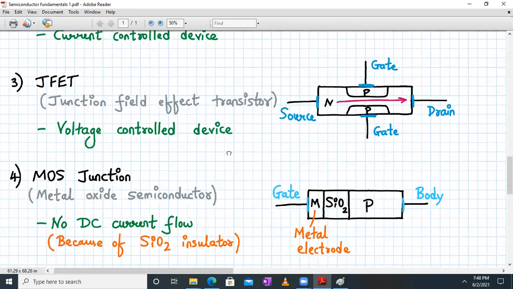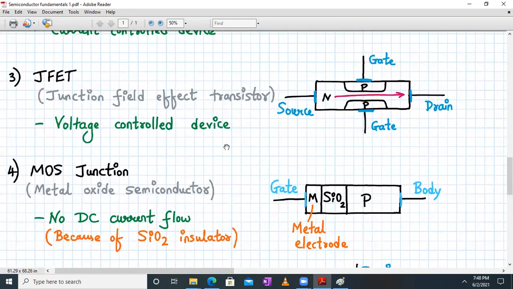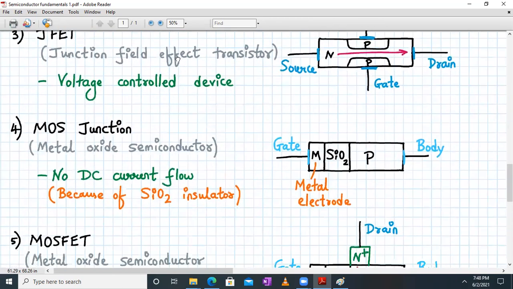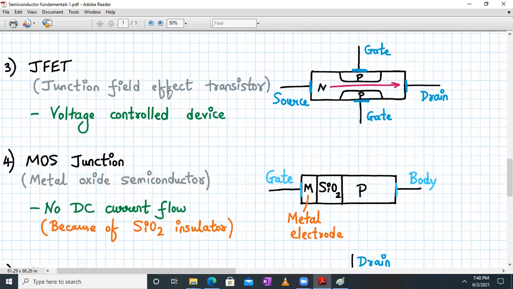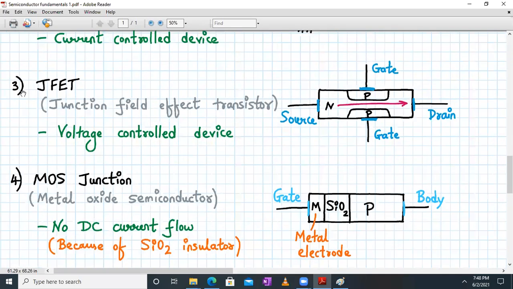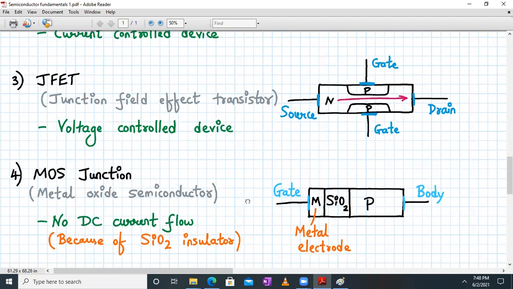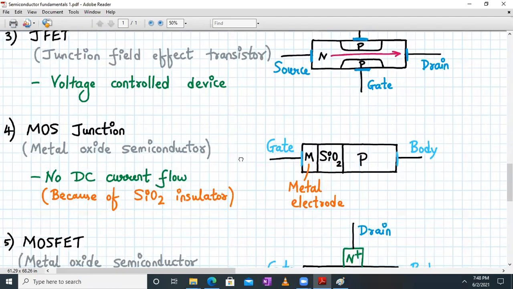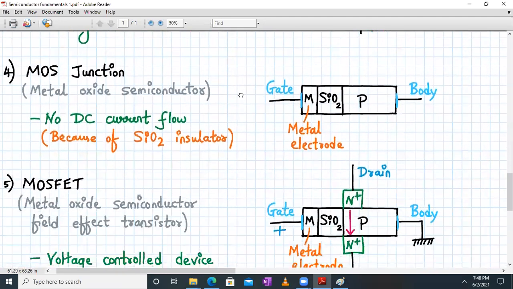So for the junction field effect transistor, we will study its working principle, its construction, then the DC and the AC analysis, followed by the MOSFET. Compared to the MOSFET and JFET, MOSFET is more important, but fundamentally you should understand the operating principle of JFET also, because that will help you to understand the field effect transistor.